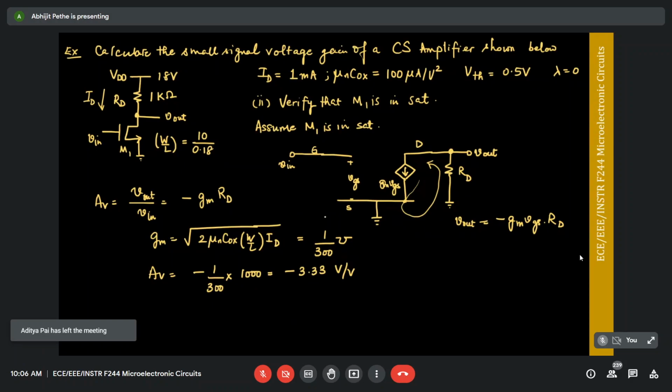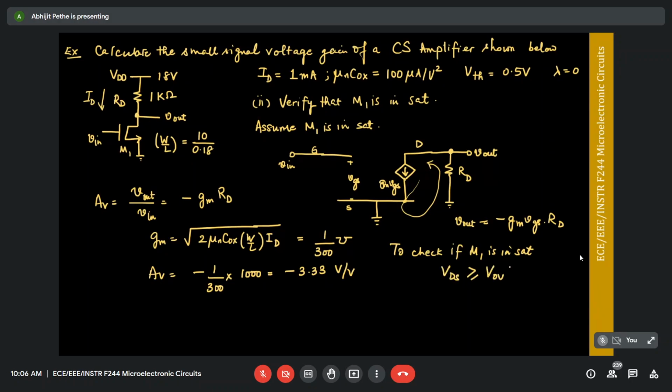Correct. Very good. So to check if M1 is in saturation, you need to confirm that VDS is greater than or equal to V overdrive. V overdrive is nothing but VG minus VT. So you need to check this. How do I find out V overdrive? How do I find out VDS?